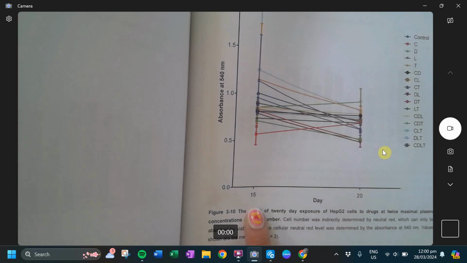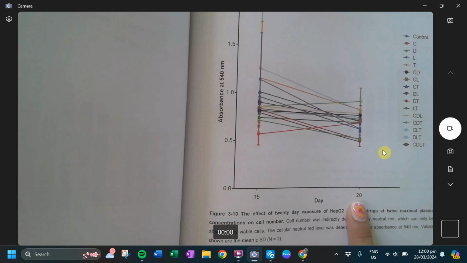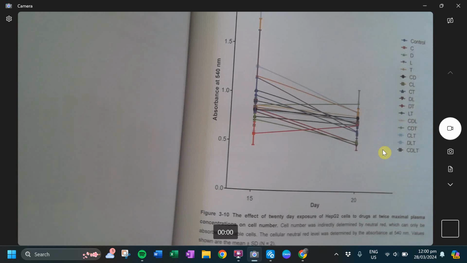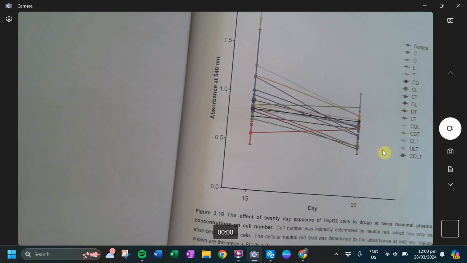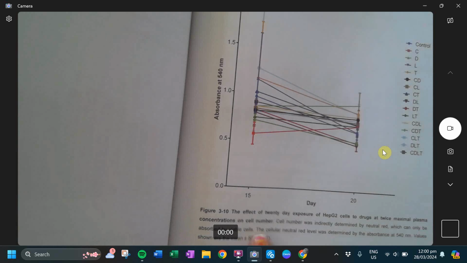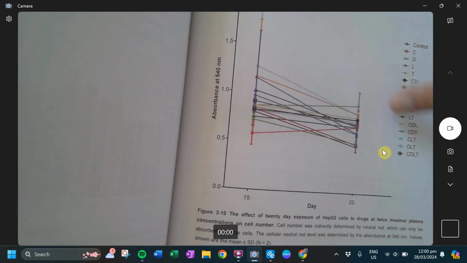So this is my thesis. I exposed the cells for 15 days to the drug, and then I exposed them for 20 days, and I just did markers to see if there was any change. This is a year. Oh, okay. Yeah. So this one, I was looking at cell count, just to see if I was killing my cells or not.